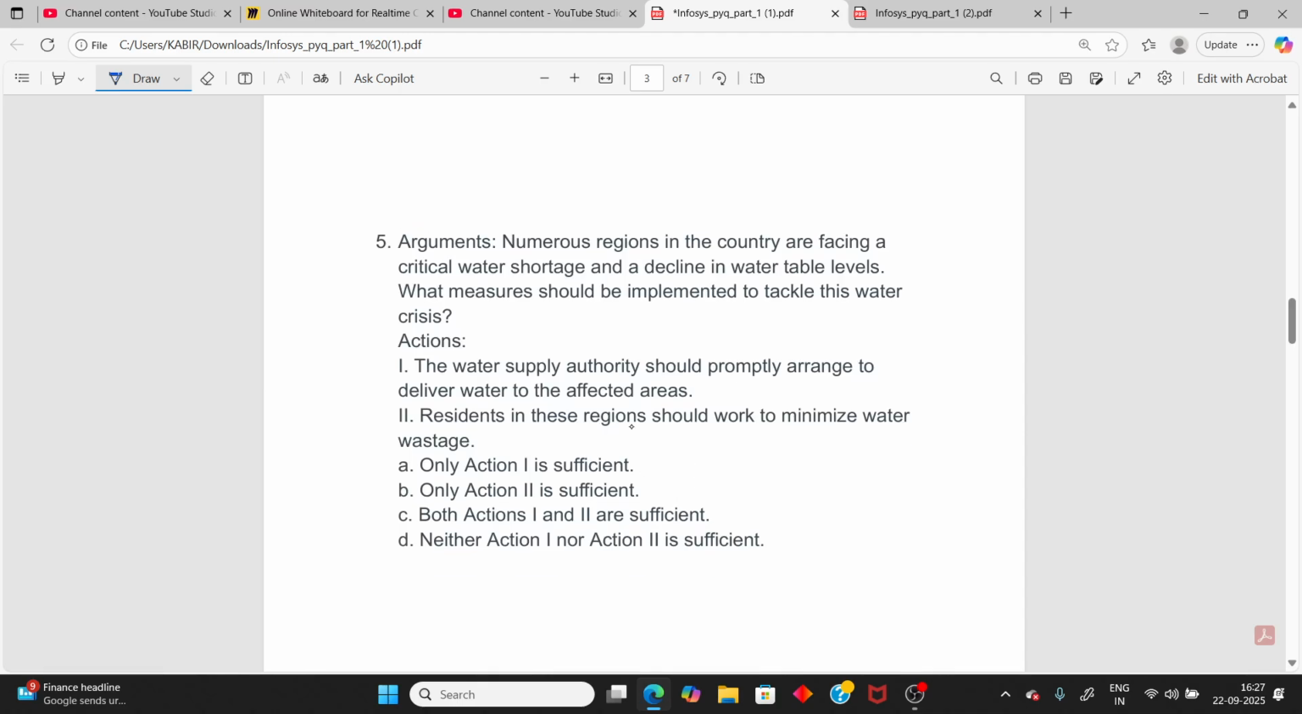Moving to the next one. First, read the question. Numerous regions of the country are facing a critical water shortage and a decline in water table level. So, what measures should be implemented to tackle this water crisis? First action, the water supply authority should promptly arrange to deliver water to the affected area. Yes, that is good. Residents in this region should work to minimize water wastage. Yes, both are actually good actions. So the option is both actions are sufficient.